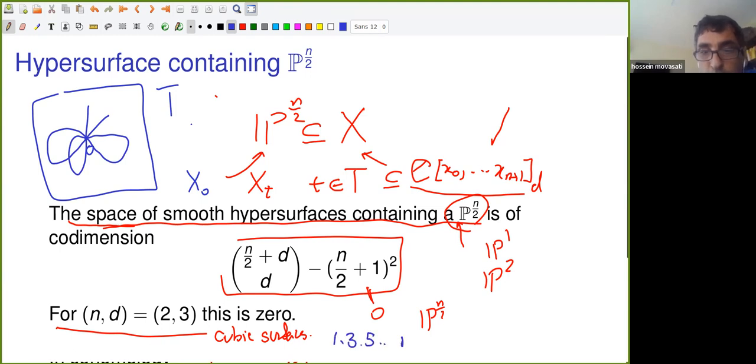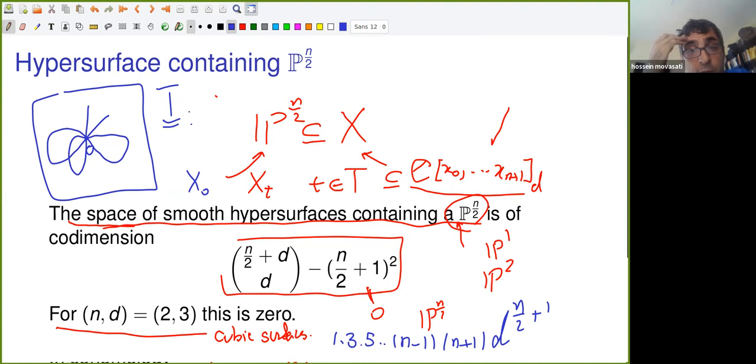1, 3, 5, and so on, n minus 1, n plus 1, d to the n half plus 1. And so today I will talk about these subvarieties of this parameter space T, and in a minute, these local branches of this variety which I'm talking about in this slide will be the first example of the Hodge loci.